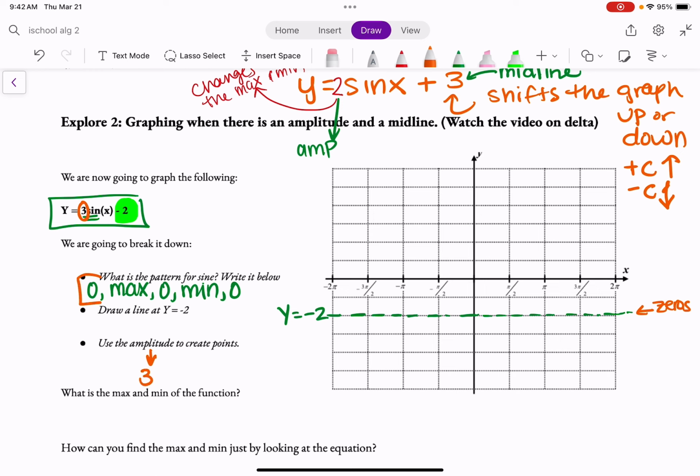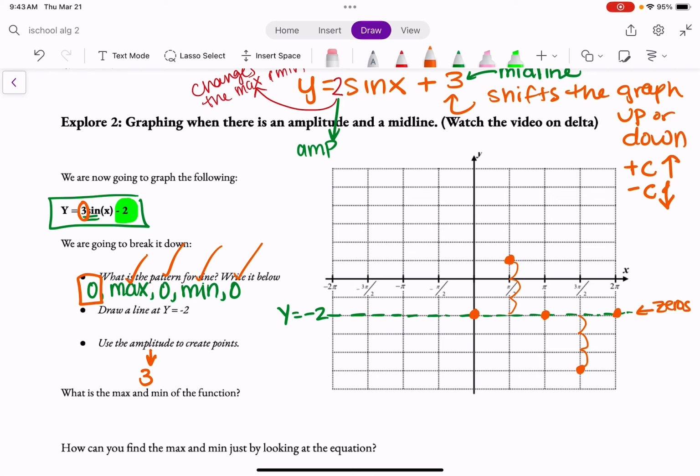So first things first, I'm going to start with the 0 on the y-axis. Remember, my zeros are now on my midline. Now to find the max, I'm going to go 3 above. So I'm starting at pi over 2. I'm starting at the midline. I'm going 3 above. 1, 2, 3. And then I have another 0. Remember, my zeros are on my midline. Then I'm going to find my min. So again, I'm starting at the midline. I'm going 3 down. And then lastly, I have my 0, which again is at my midline.